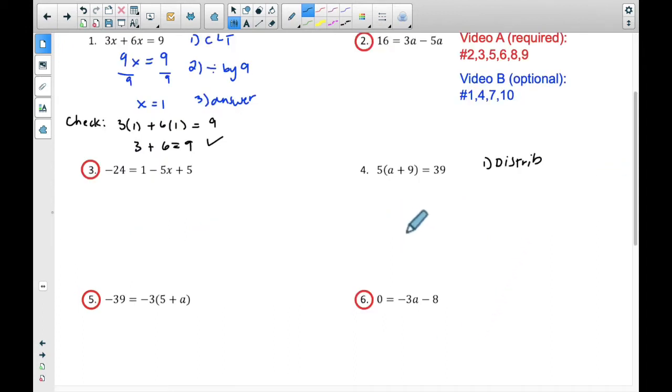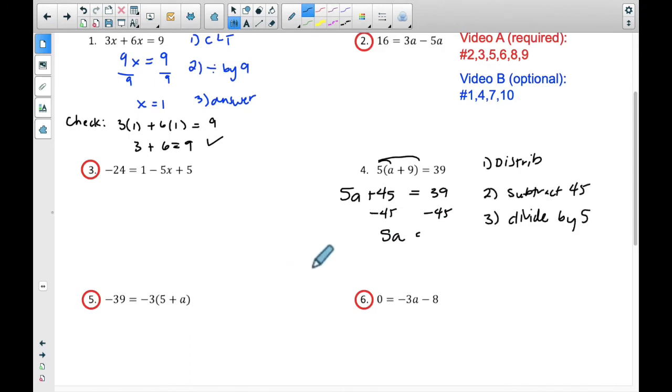All right, on number 4, we're going to start with the distributive property. Almost always, when you see parentheses with a number outside, that means that's what you do first. So we distribute that and we get 4a plus 45. On the other side of the equals, we have a 39. Now we need to get that a all by itself. In order to get it by itself, we're going to subtract 45.